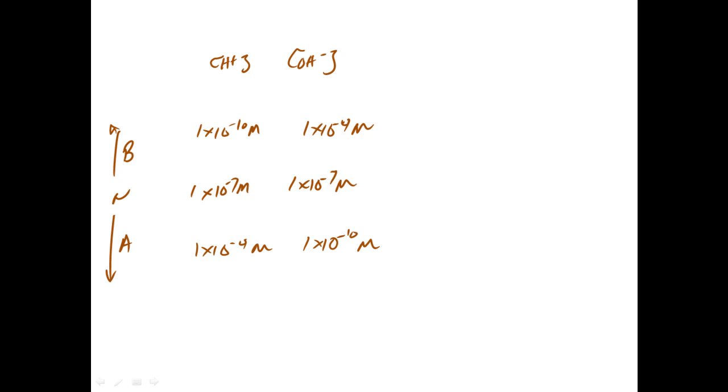Well, no one likes to say 1 times 10 to the negative 7th molar, 1 times 10 to the negative 10th. And if you look at the general population, they do not understand exponential notation. So we need a way of discussing hydrogen ion concentrations in a way that's manageable to the general population.